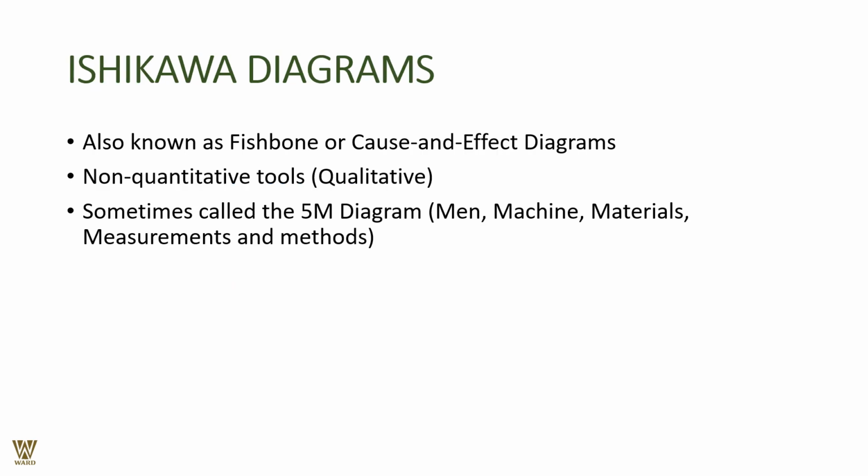Ishikawa diagram, also known as fish and bone diagram. It's like your fish bone that goes around it, which tells you about what are the causes and what are the effects about the process that has been entangled. It is a non-quantitative, qualitative tool, sometimes called the 5M diagram. Why 5M? Because it starts with men, machine, material, measurements, and methods. This is what we are looking forward to. Again, I repeat, men, machine, materials, measurements, and method.